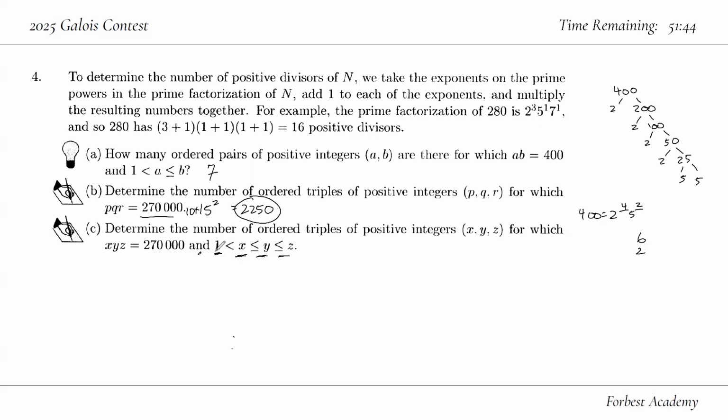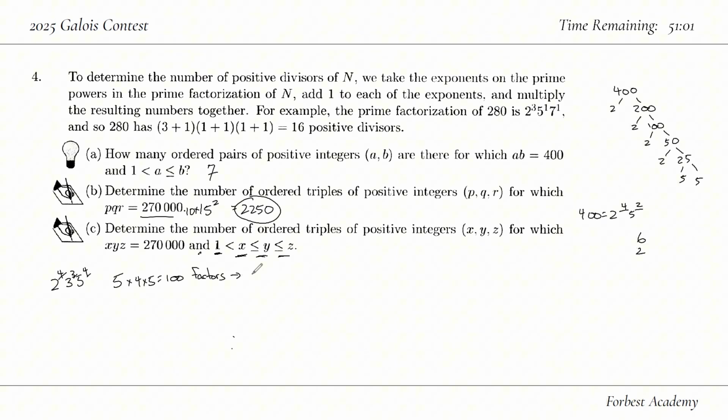The way to do that is to find factor pairs that can multiply to get 270,000, and then we can just add a 1 to each of those factor pairs to find out how many triples there are that multiply out to 270,000. So remember that 270,000 is 2 to the 4, 3 to the 3, 5 to the 4. So there are 4 plus 1, 3 plus 1, 4 plus 1, 5 times 4 times 5 equals 100 factors.